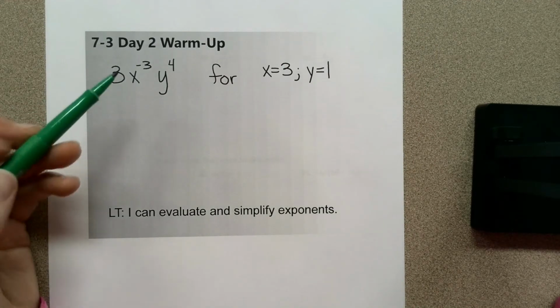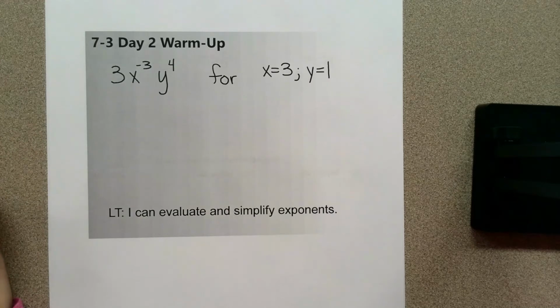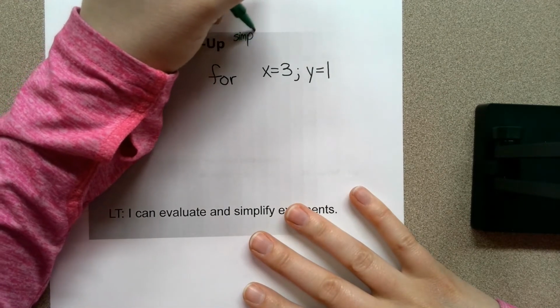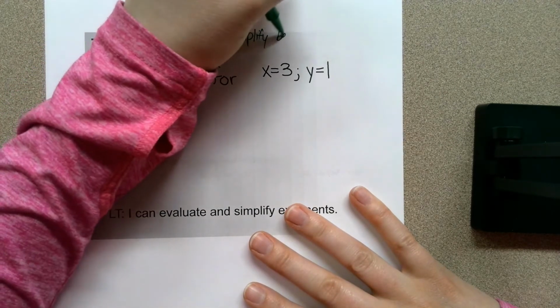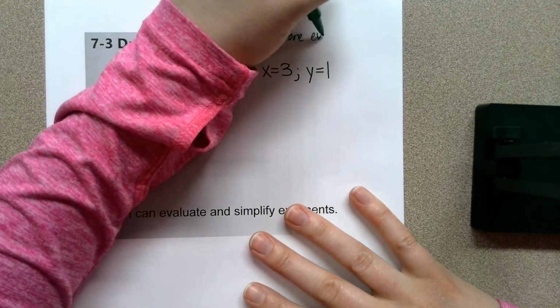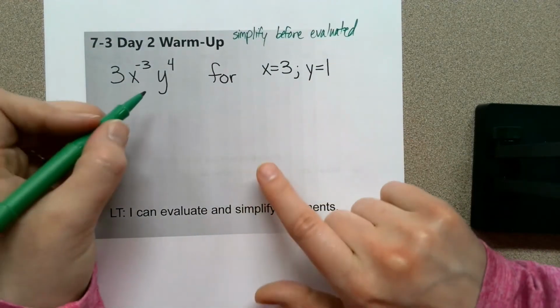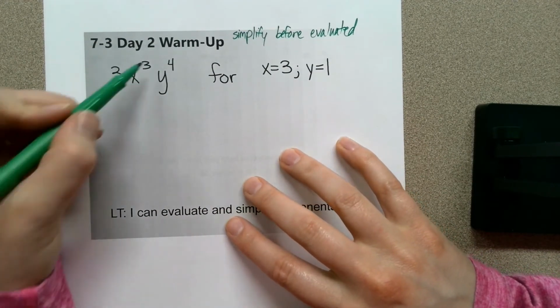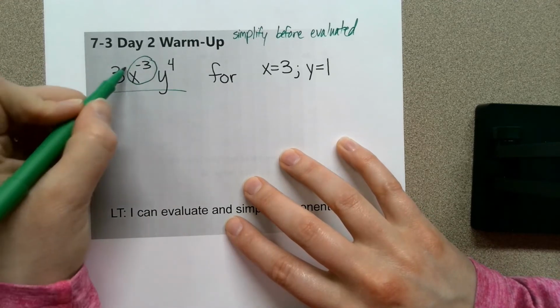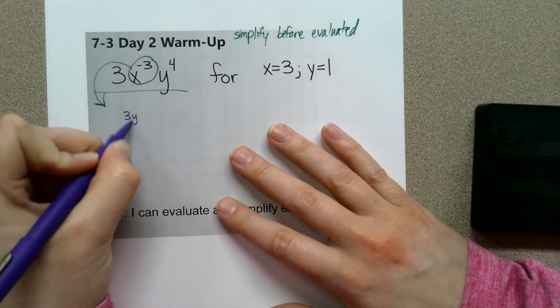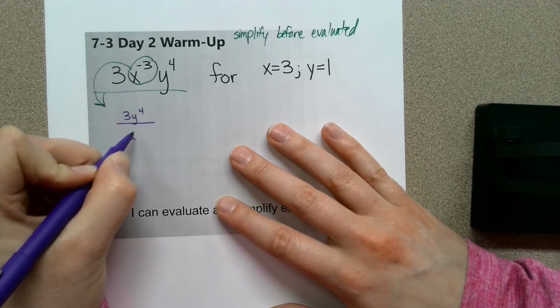Sometimes we'll have expressions where we need to simplify them first, and that's what we worked on in lesson 7.1, where we would simplify before we evaluated or before we substituted in either of these values. So that's what we're going to do here. We have a negative exponent, so we're going to move it to the bottom, giving us the expression 3y to the 4th over x to the 3rd.